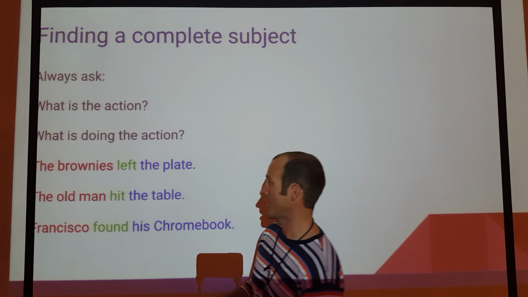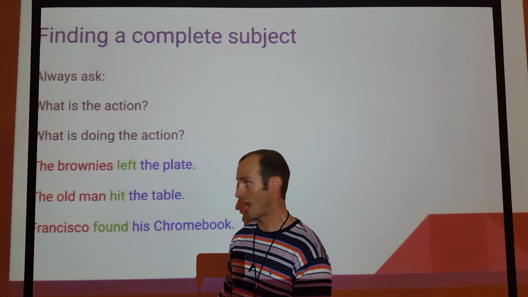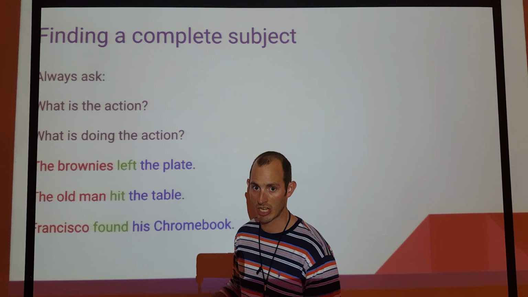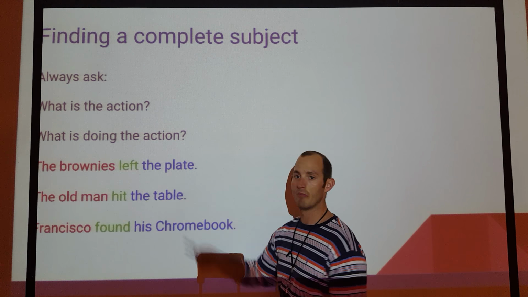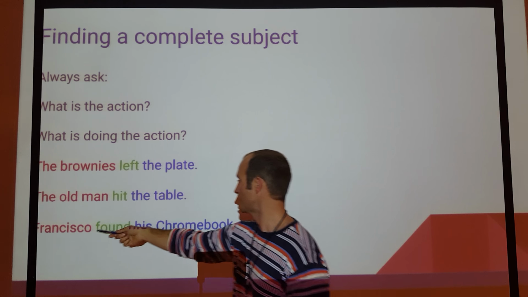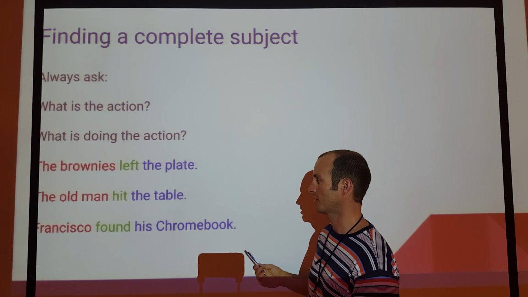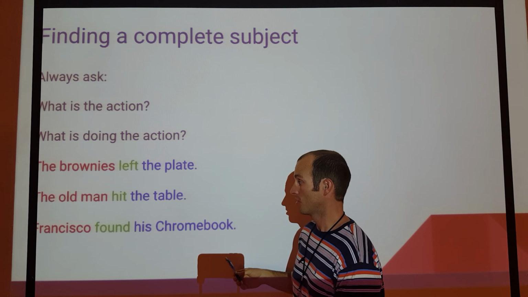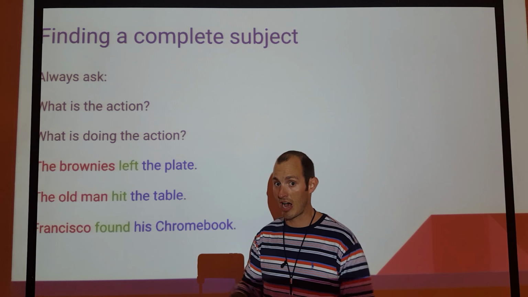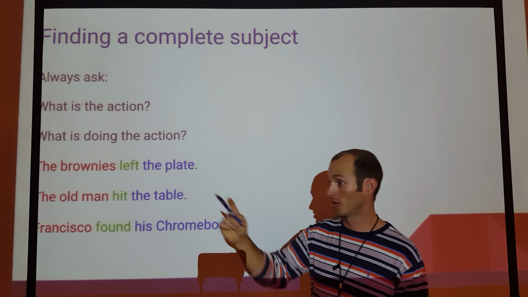The old man hit the table. What's doing the action? Not the table. That's the direct object. It's receiving the action. It's getting hit. The old man is doing the hitting. Francisco found his Chromebook. Francisco is doing the finding. What's being found? The Chromebook. Go ahead and hit next.